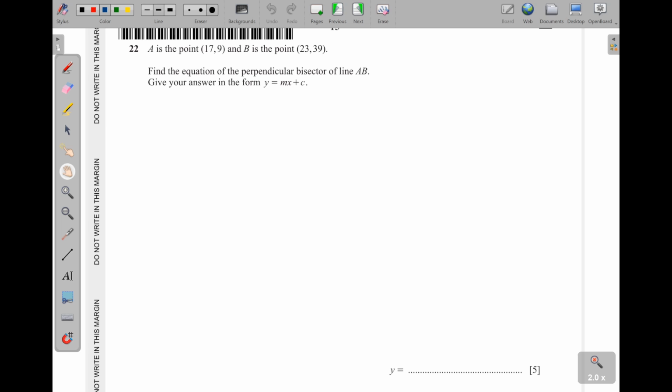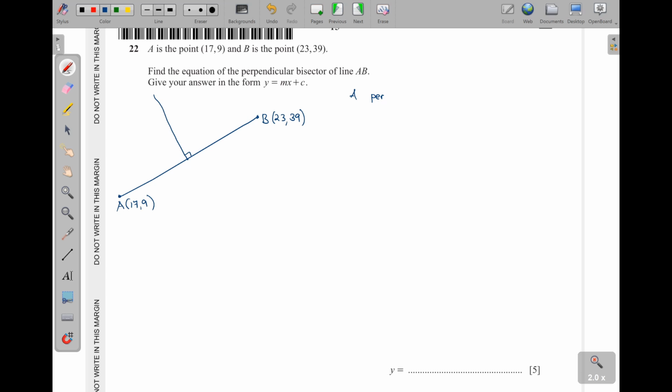Question 22. A is the point 17,9 and B is the point 23,39. Find the equation of the perpendicular bisector of a line AB. Give your answer in the form y is equal to mx plus c. So suppose I have this line here. A perpendicular bisector always passes through the midpoint. So if this is my A, which is 17,9, and then this is my B, which is 23,39. Let me write it here.